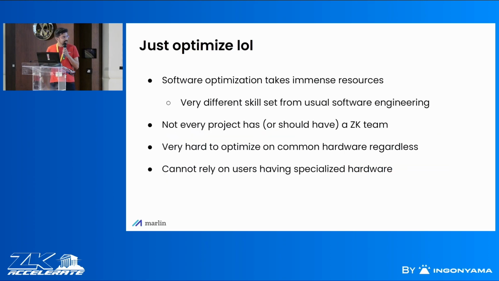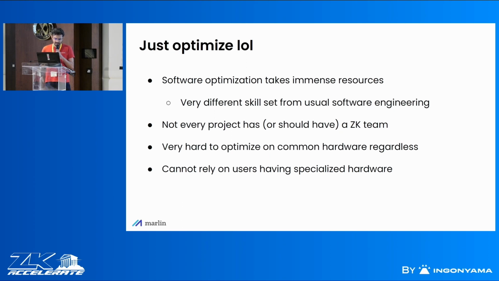So, well, I know what you guys are probably thinking: just optimize, stop complaining, right? The problem is that, well, for one, it takes immense resources. We have quite a few teams over here who are experts in all of this. And it turns out that it's a really different skill set from the usual software engineering that you do, right? And what that means is that not every project has, or in my opinion should have, a ZK team who's focused on optimizations and all that.